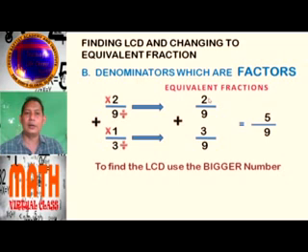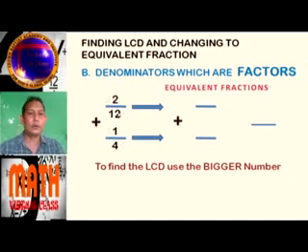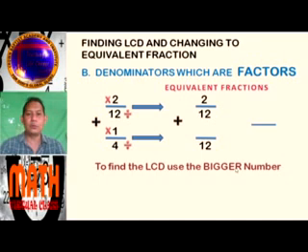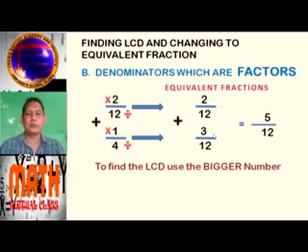2 over 12 plus 1/4. Now, 4 is just a factor of 12. In your multiplication table, we know that 4 times 3 is equal to 12. So therefore, what is the LCD again? The LCD is the bigger number. Next, divide: 12 divided by 12 is 1 times 2 equals 2. Next, 12 divided by 4 times 1 equals 3. Next, add 2 plus 3, it becomes 5 over 12. So again, just use the bigger number if one of the denominators is a factor of the other.